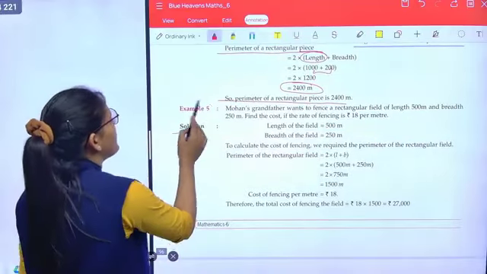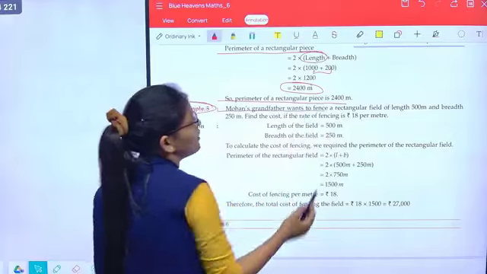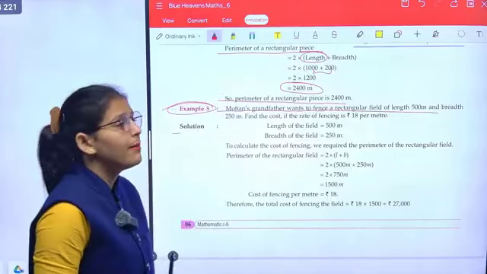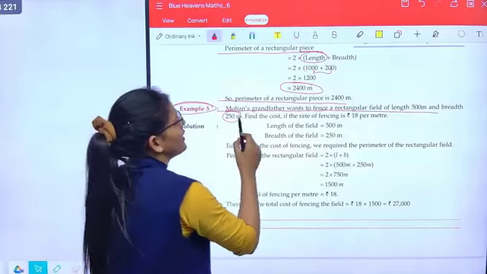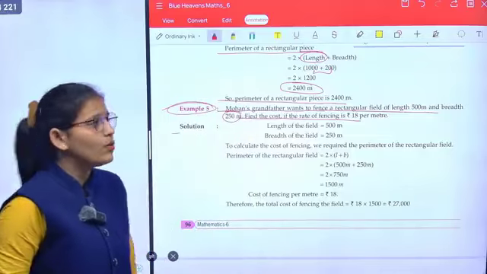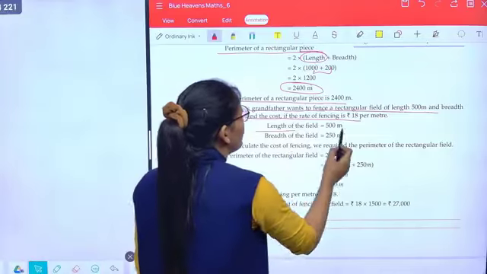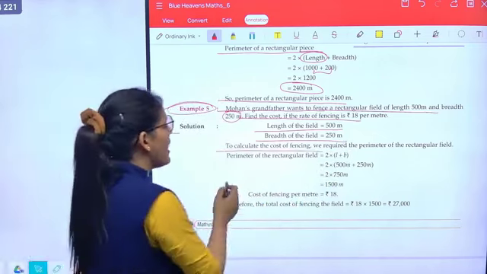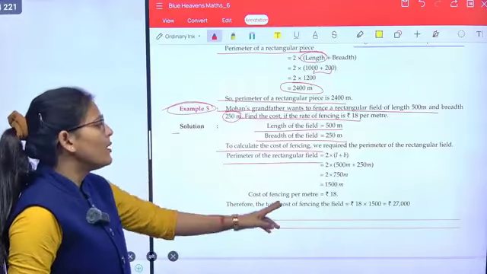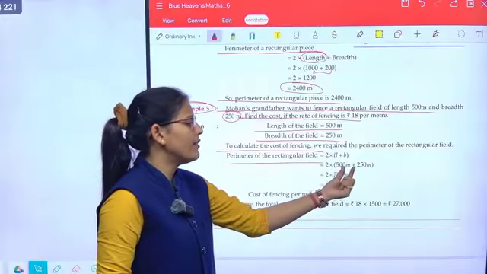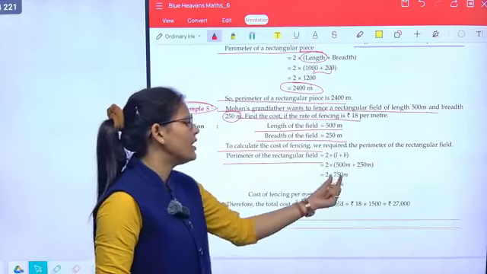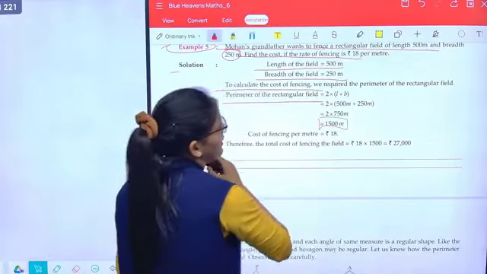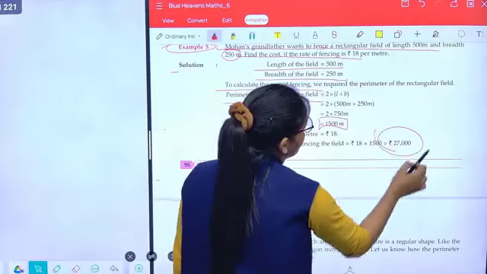Now class, come on, example number 5. Mohan's grandfather wants to fence a rectangular field of length 500 meter and breadth 250 meter. Find the cost if the rate of fencing is 18 rupees per meter. Now length of the field, breadth of the field. To calculate the cost of fencing, we require the perimeter of the rectangular field. Perimeter of the rectangular field, class, 2 multiply length plus breadth, that is 500 plus 250, that is 750, multiply by 2, 1500. Now class, we have the perimeter, what do we have to do with it? We have to multiply, that is 27,000.